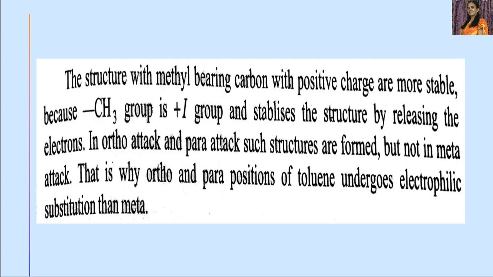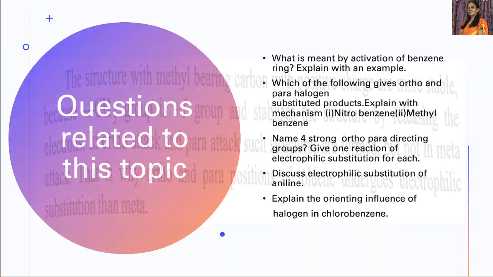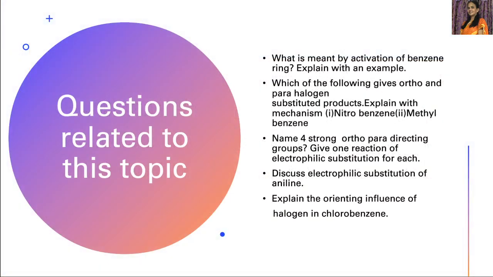That's why the ortho and para positions of toluene, that is methyl benzene, also called toluene, undergo electrophilic substitution rather than meta. Okay, so the methyl group present on the benzene ring directs the incoming electrophile to ortho and para positions only, but not to meta. So we get ortho and para disubstituted products only. Now let's see a few questions which are related to today's topic.